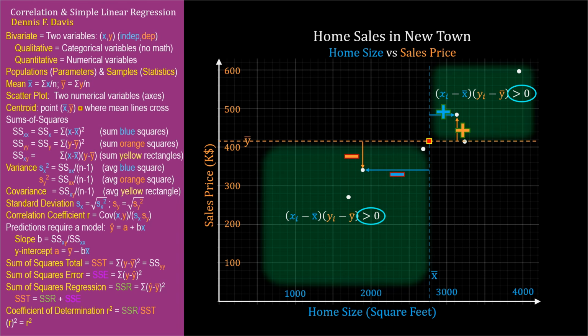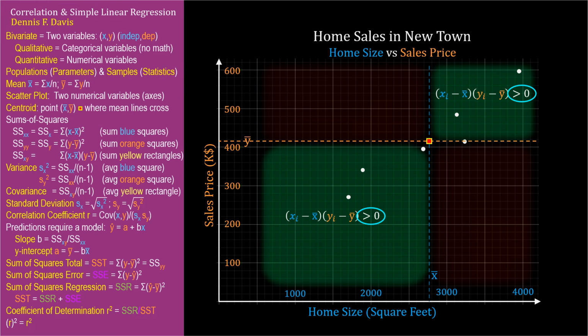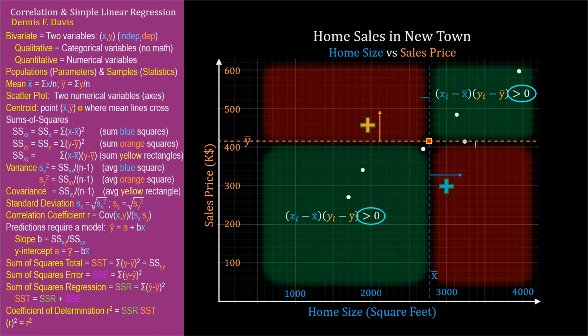Well, you can probably see where we're going. In these two quadrants, one difference is positive and the other is negative. So these products will always be negative, and the yellow covariance rectangles for data points in the two red quadrants will contribute negatively to sum of squares xy.